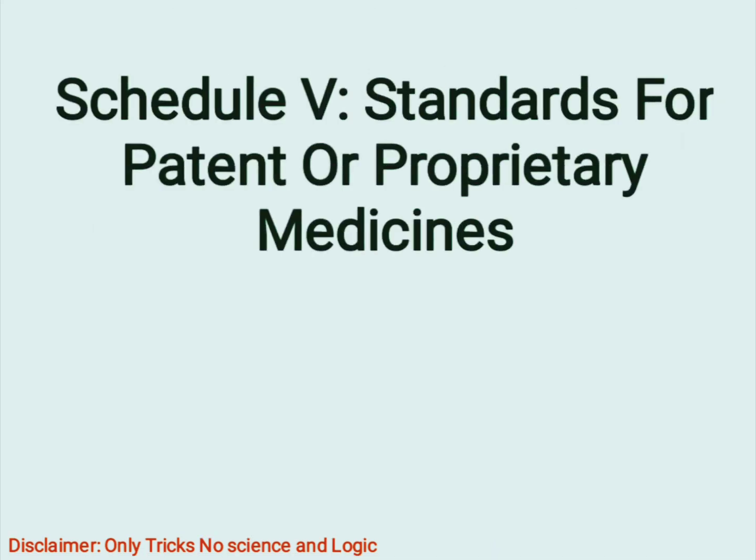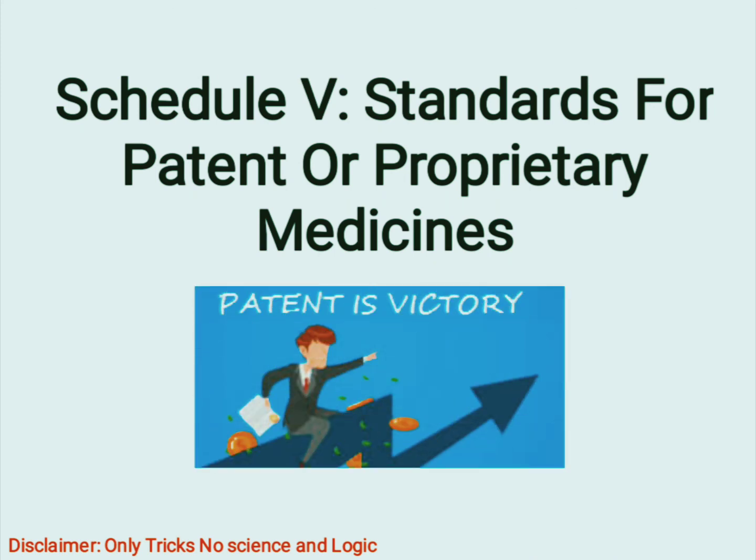Next, Schedule V, standards for patent or proprietary medicine. Patent is a victory for the researcher. So V for victory. Schedule V stands for standards for patent or proprietary medicine.